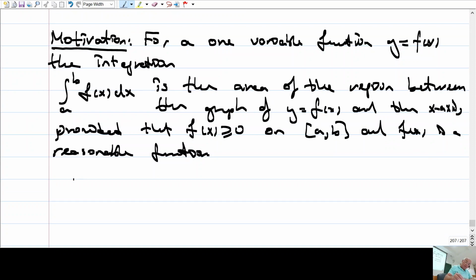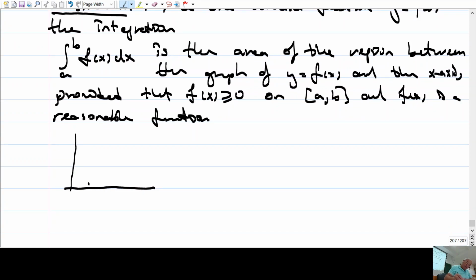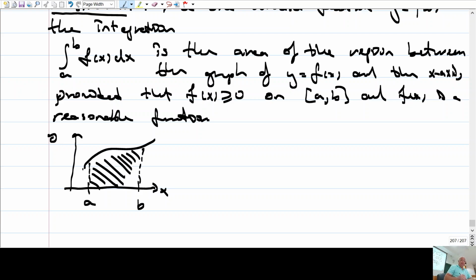So what we mean is this. Suppose we have a region like this, and we have a reasonable function. What we mean, for example, a continuous function. Actually, it doesn't have to be continuous, but it should be something nice. And if you have a graph like this, then the integration from a to b of f of x is just the area of this region. Okay, y equals f of x.